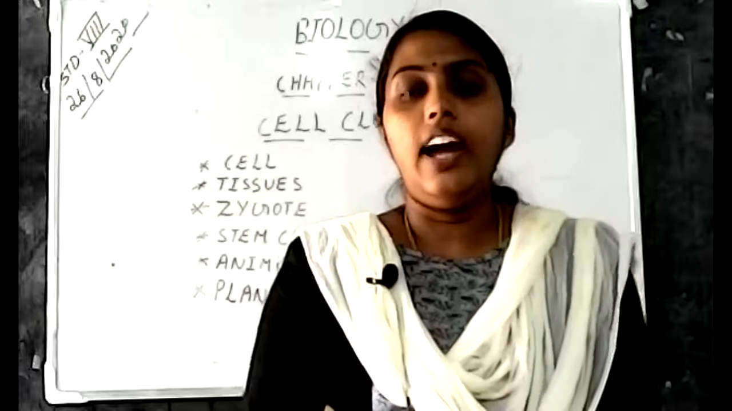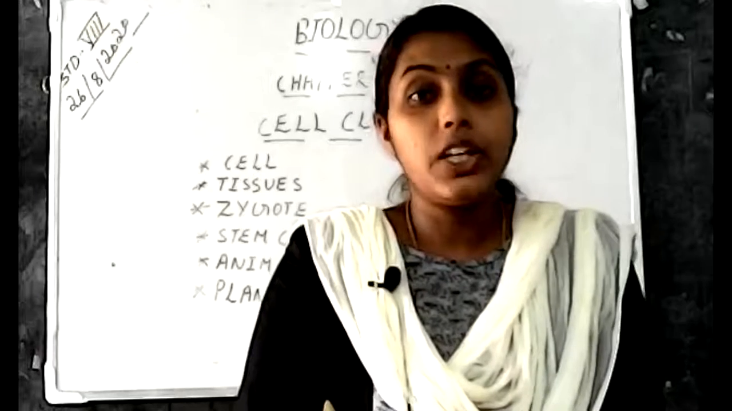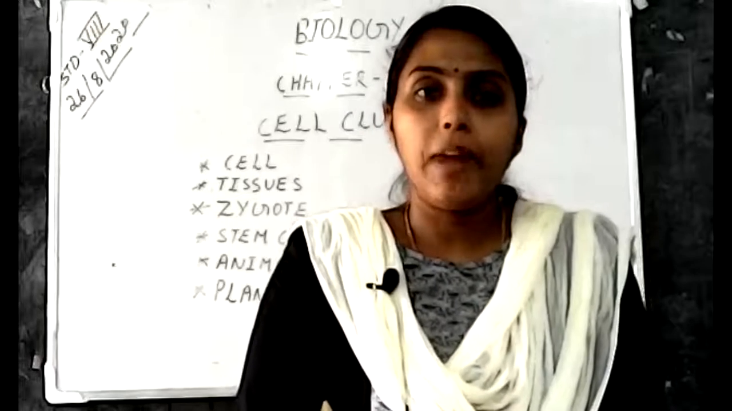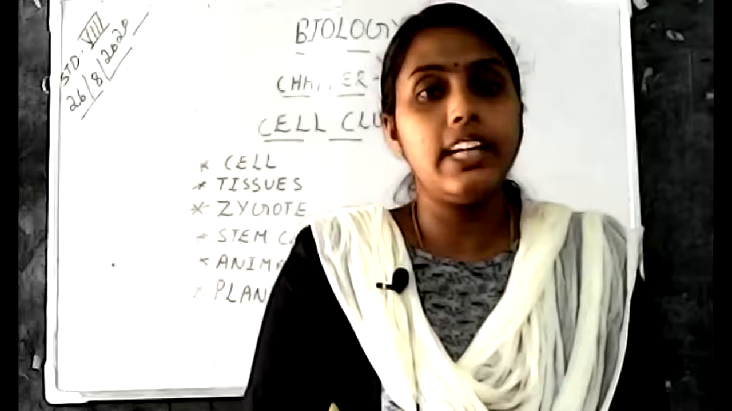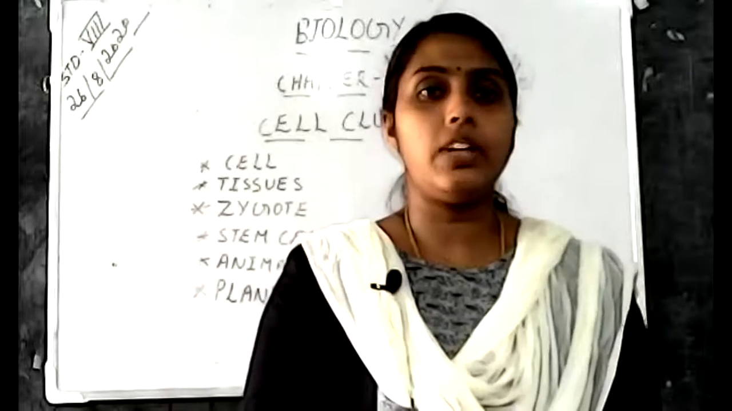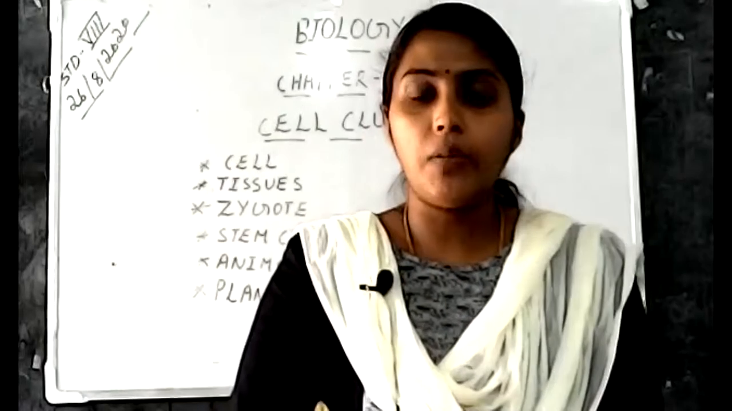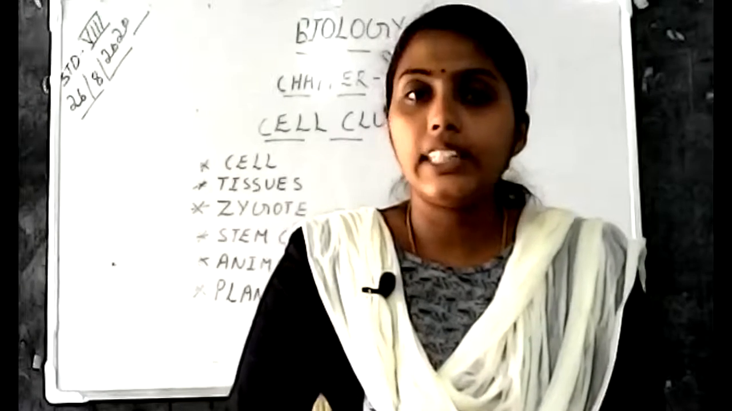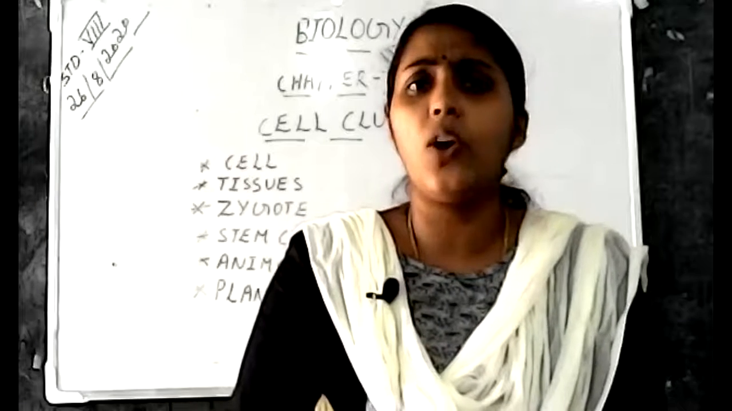So I think it's clear for you about the different types of simple tissue present in the plant, and about the complex tissue we can study in the next class. So what all things have we studied today? We have studied about the cell. There are 200 different types of cells present in our body, and a group of similar cells having a common origin and specific function is called a tissue.